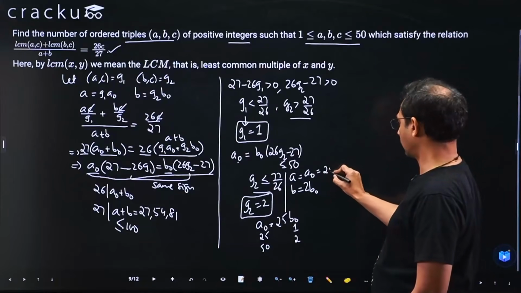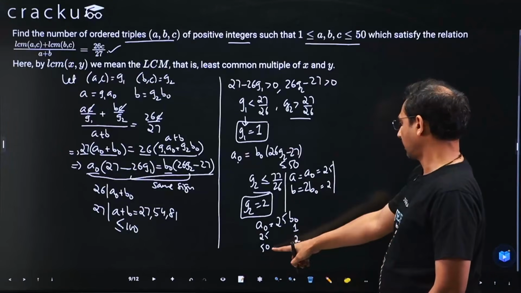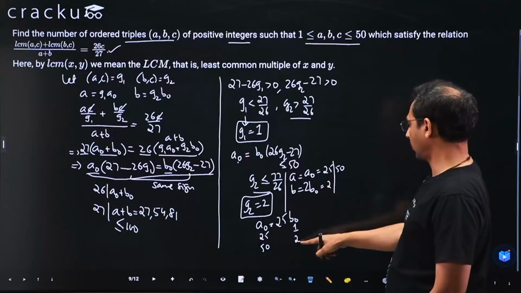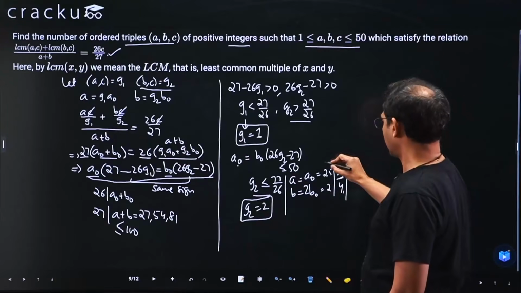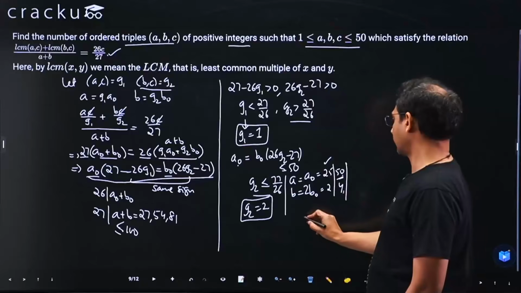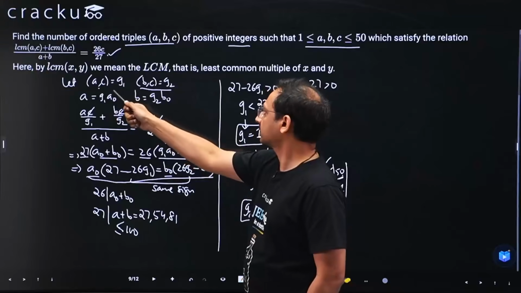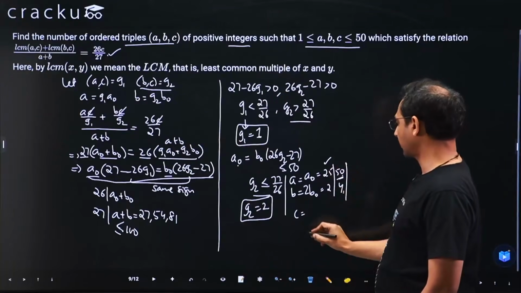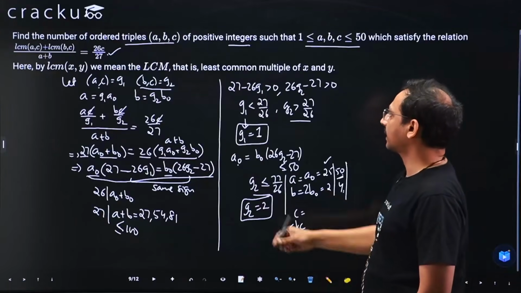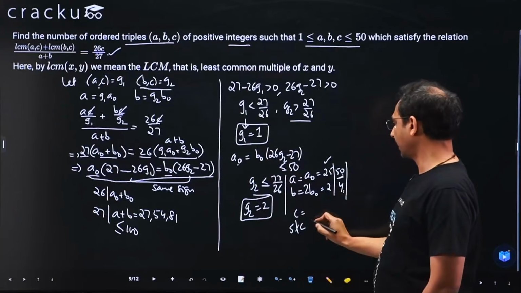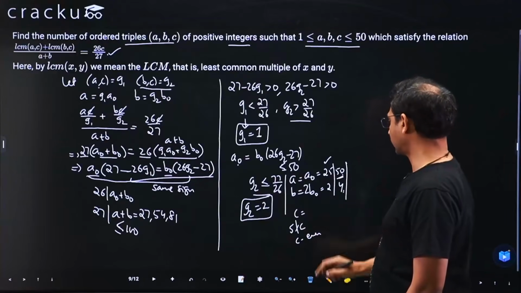So A naught could be 25, 2 into B naught could be 2. This is one pair. Or A could be 50, B naught is 2, 2 into 2 is 4. So 50 comma 4 is the other pair. So in the case of A is equal to 25 and B is equal to 2, what could be the value of C? C should be co-prime with A because G1 is 1. So you should not have any 5 multiple, so 5 should not divide C. And with B, the LCM is G2, which is 2. So C should be even.